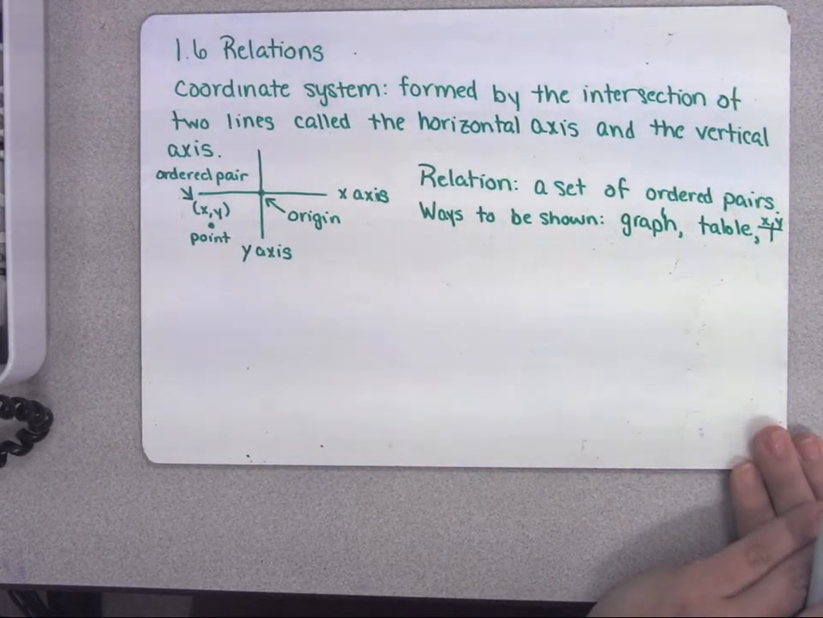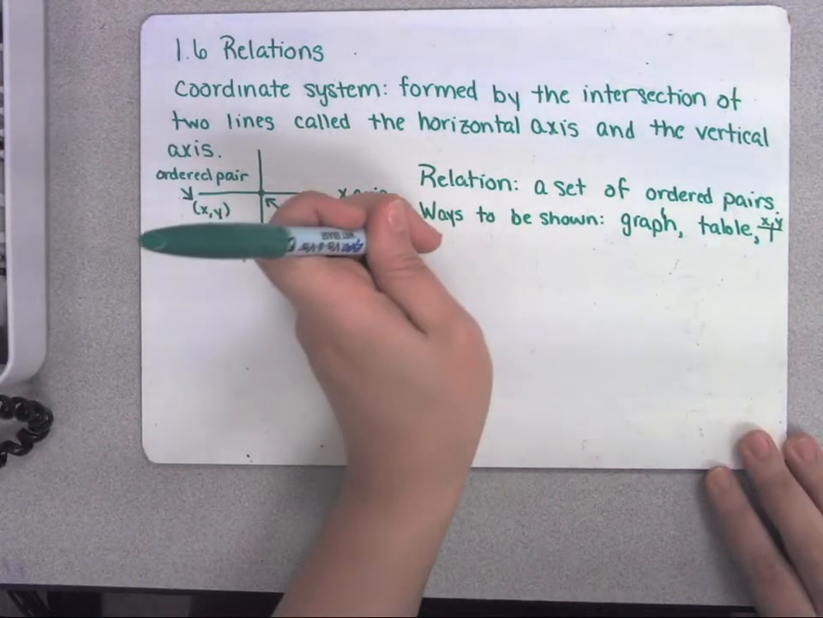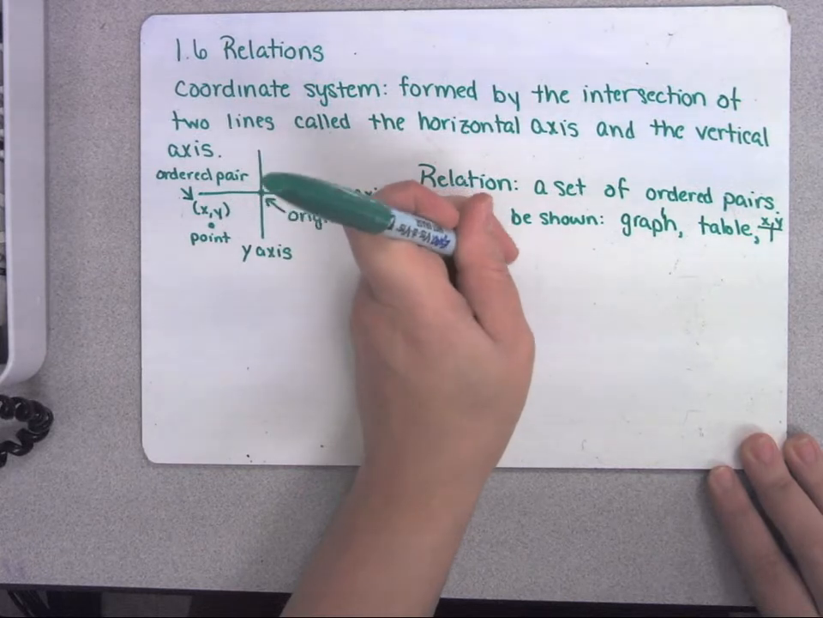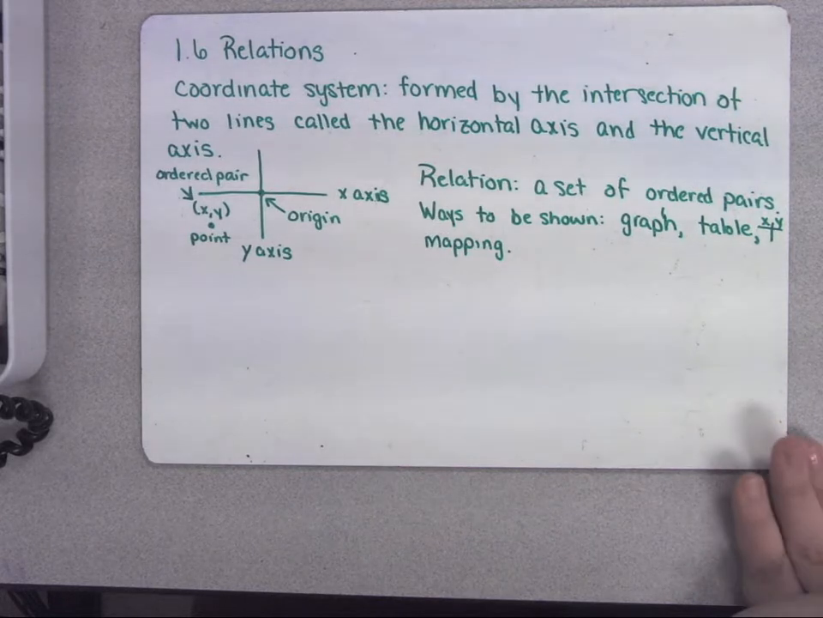And then the last kind, a list of ordered pairs. We did that. Last kind is called mapping. This is the one we never remember what it means or what it looks like. Once you see it, you'll know.